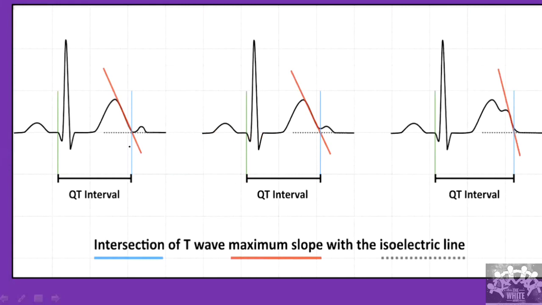So this is the QT interval. You know how to measure the T wave, the end of the T wave, how to measure the QT interval, and which leads to measure. You are going to measure in lead 2 and lead V5. We'll see if time permits, I'll take leads today or I'll take it tomorrow. So this is about the QT interval.